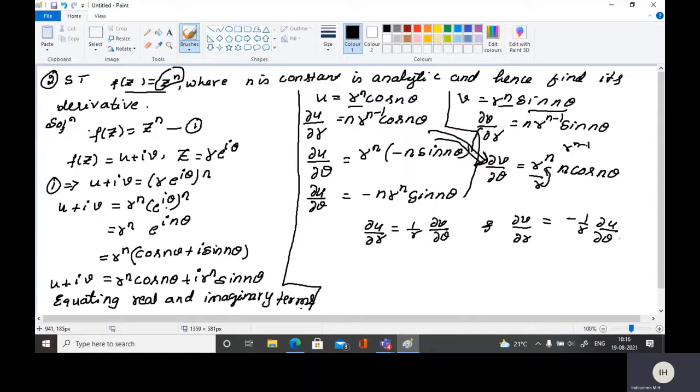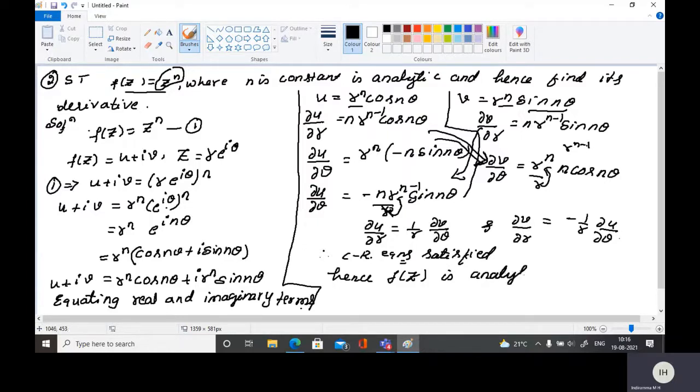Okay, next we have to check the second one. So this ∂v/∂r is the same as minus 1/r. Take 1 over r; if you take this to the numerator, it becomes r^(n-1). See, both are the same with the opposite sign. So ∂v/∂r is equal to minus 1/r into ∂u/∂θ. Therefore, the CR equations are satisfied. Hence, f(z) is analytic.